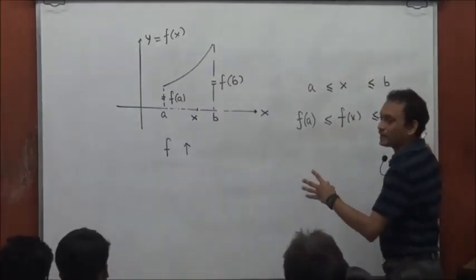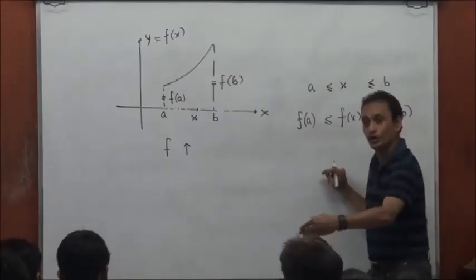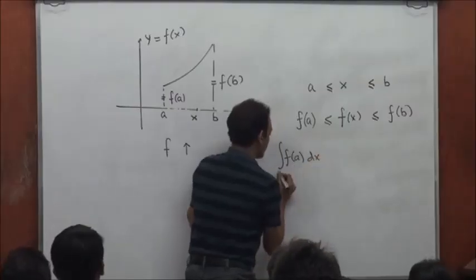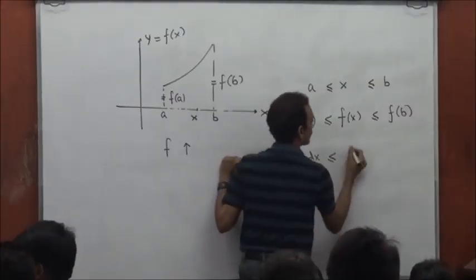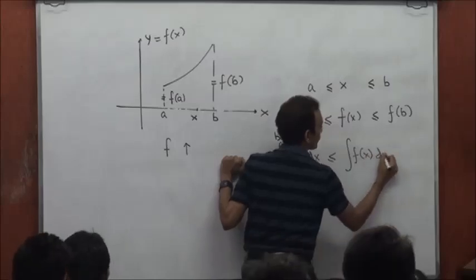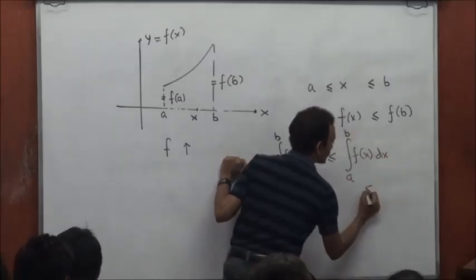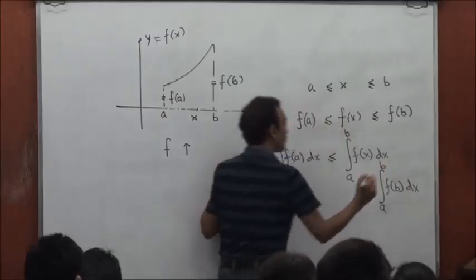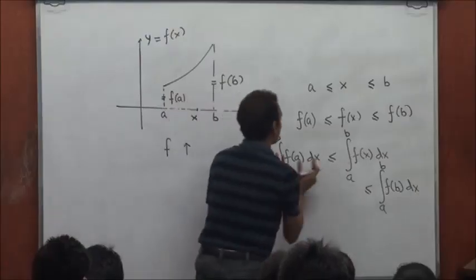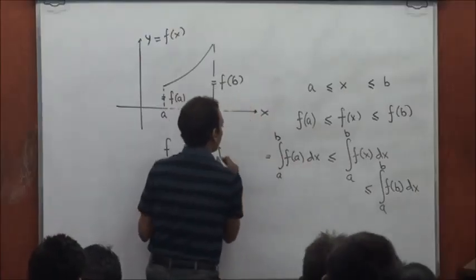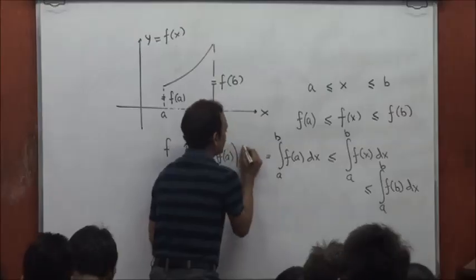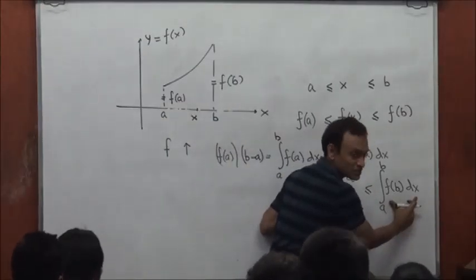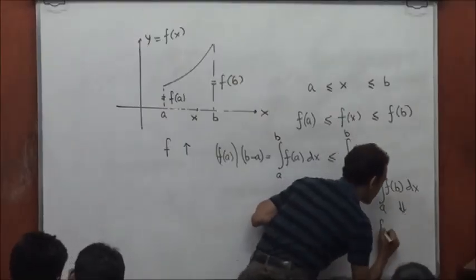Now I can afford to take the integral of all of these from x equal to a to b. Yes or no? That means now this is very clearly f(a) into b minus a. F(a) will come out, f(a) into b minus a, yes or no? And this is going to be f(b) into b minus a.